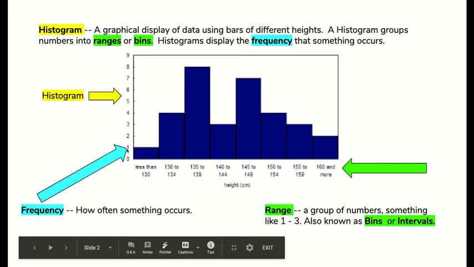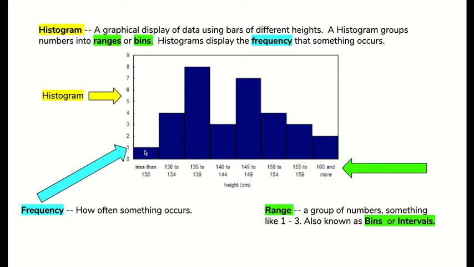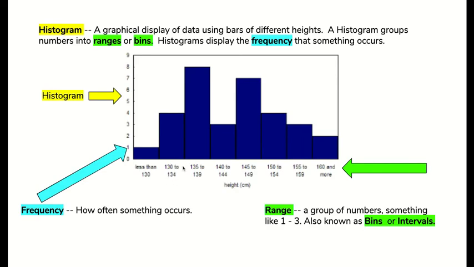So for example, there is one person, because this bar is at a height of 1, that is less than 130 centimeters. They might be 120 centimeters, they might be 125 centimeters. We don't know, we just know that there's one person in this interval. There are, for example, 4 people in this range right here. Let me go back. There are 4 people between 130 and 134 centimeters. Again, we don't know from looking at this histogram exactly how tall they are, but we know that 4 people are in this range right here.